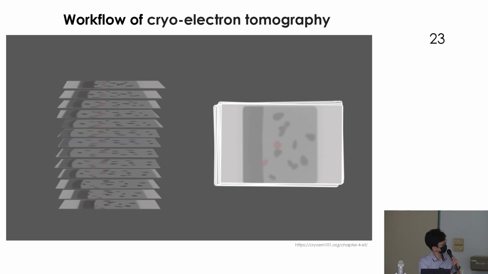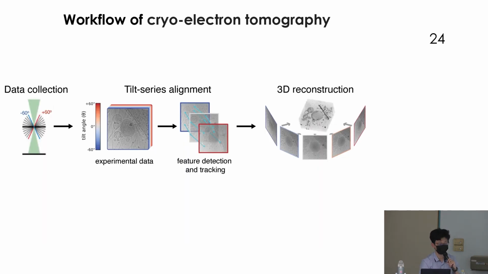So you can see here, each one is one angle. You have to combine all the different tilt images together and partially align them based on whatever reference you can get, and put everything together to get this 3D information. In the end, you can get a 3D reconstruction, which shows what your sample looks like. Okay, my part will pretty much finish here.